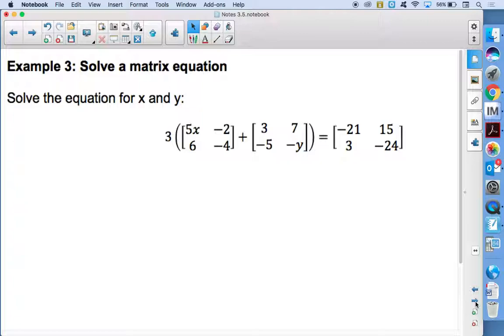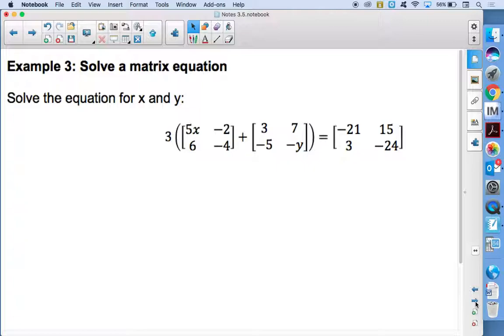This is a matrix equation. It looks exactly like equation form as if I have mx plus b. So you have two matrices that are being added together. Each matrix has a variable in it. The first one has an x, the second one has a y. There's an equal sign, and there's a matrix on the other side. Plus there's a 3 grouping those matrices on the left together.